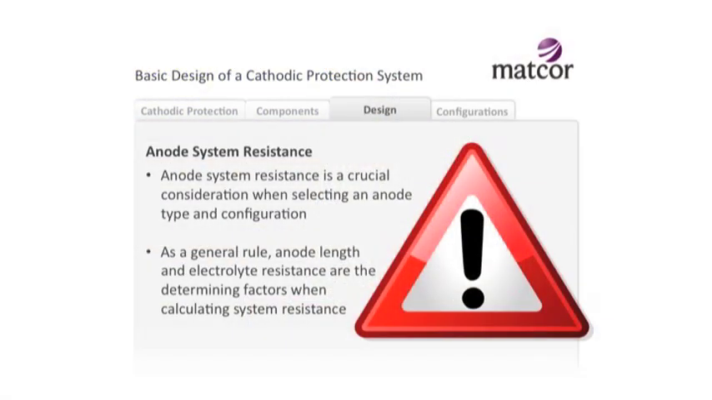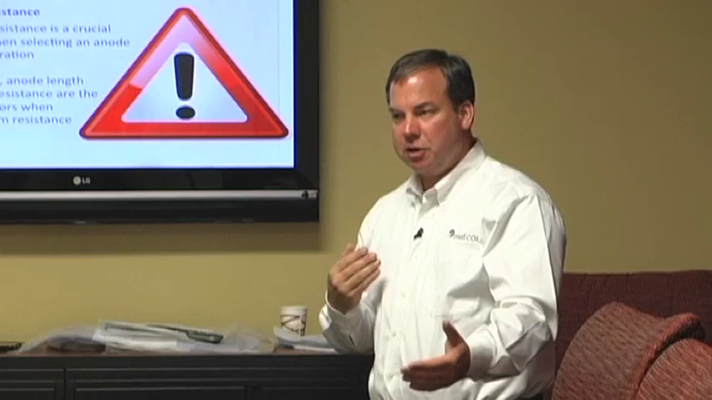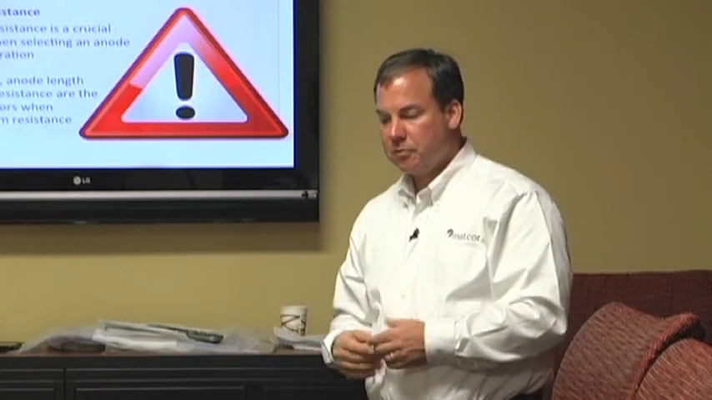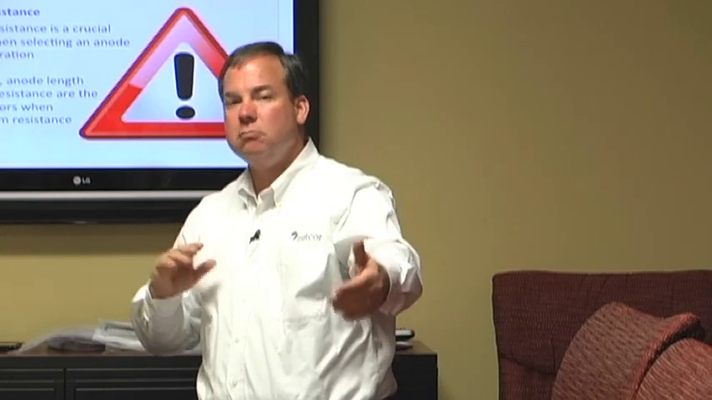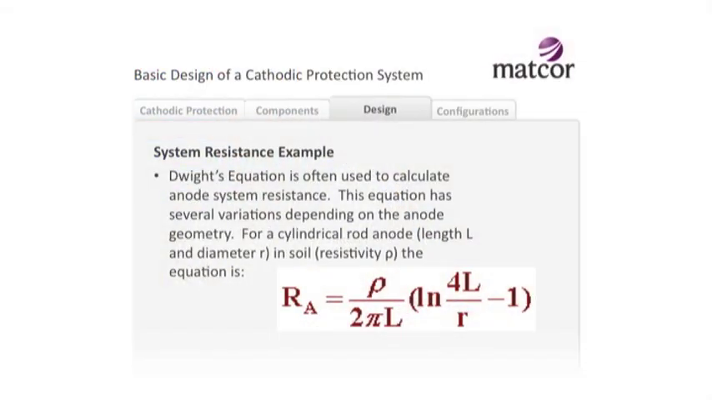One other issue we talk about is anode system resistance. Anodes have a resistance factor based largely on their geometry. So it's important when selecting an anode to have some idea of how much resistance you need to be able to drive current. I'll go through some of those calculations in a bit, but the key thing is that anode length really drives the resistance of the anode. The longer the anode, the lower its resistance. We have an equation called Dwight's equation that we use to calculate anode resistance. I'm not going to get into calculating that too much.